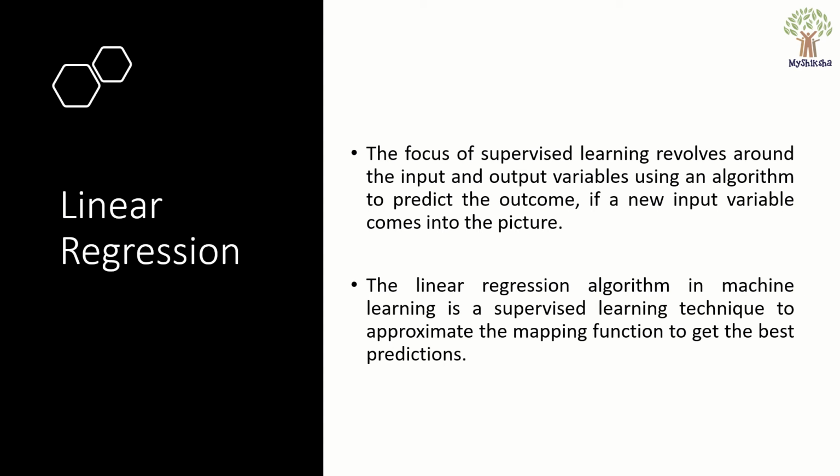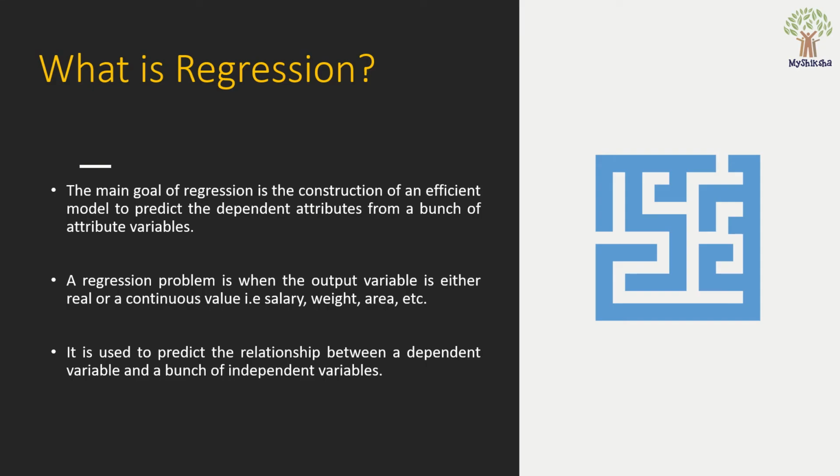The linear regression algorithm in machine learning is a supervised learning technique to approximate the mapping function to get the best predictions. What do you mean by mapping function here? What we are trying to map is the relationship between the input and the output variable in the historical data. What kind of relationship exists between the input variables and the output variables? Can you define it in the form of an equation? If you are able to do that with a generic algorithm like linear regression, that is what is called machine learning.